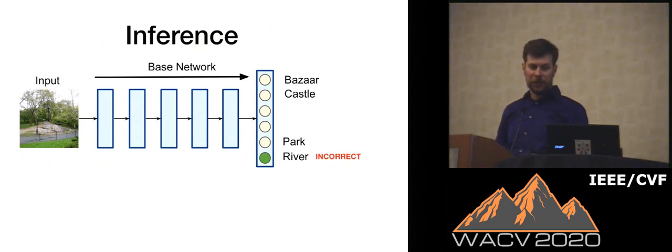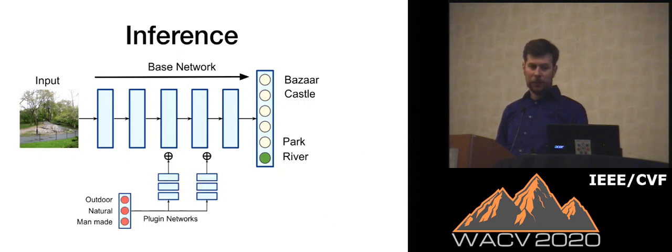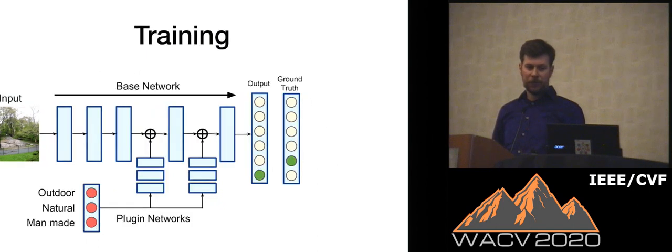Here we have an example of inference. We have the input, which is a park scene, but the base network classified it incorrectly as a river. When we have additional information that the scene is man-made, our plugin network changes the intermediate activations of the network and corrects the output. So this was the inference phase.